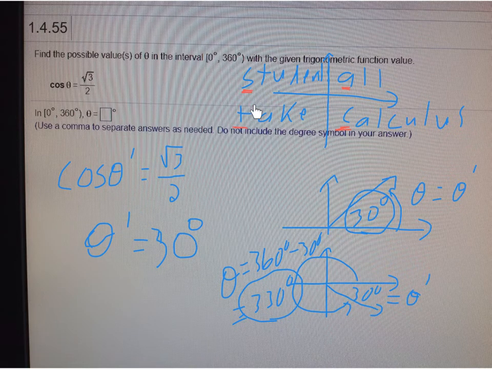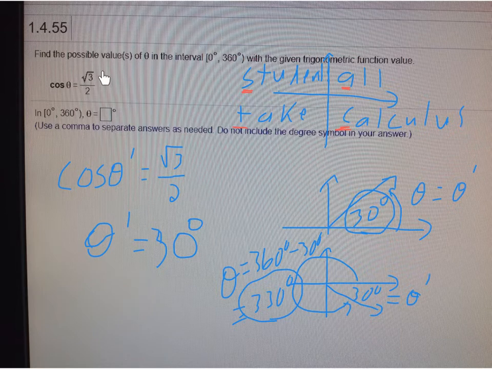Also in the previous section is about the signs. What I have here is a mnemonic device to help remember the signs. All Students Take Calculus. Just look at the first letters: A, S, T, and C. All your trig functions are positive in quadrant 1. Going counterclockwise, in quadrant 2, the sine and its reciprocal are positive. In quadrant 3, the tangent and its reciprocal are positive. And finally, in quadrant 4, the cosine and its reciprocal are positive.